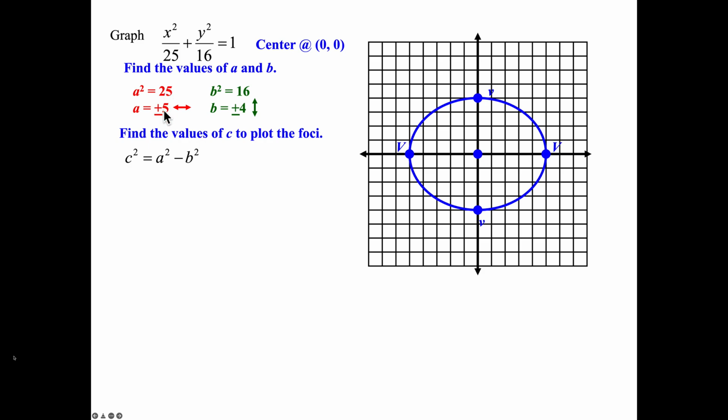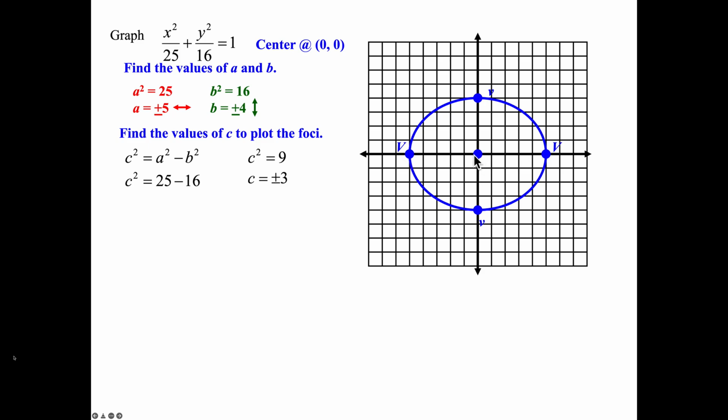We have a squared, 25. We have b squared, 16. We just plug it in there. So basically, you're just subtracting the denominators, big minus small. 25 minus 16 is going to be 9. The square root of 9 is 3.